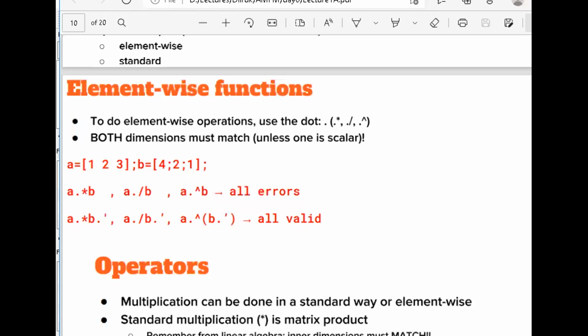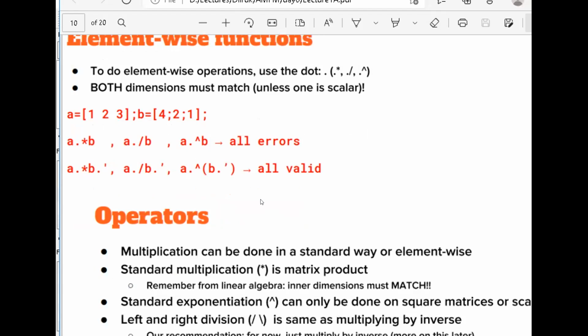So I think we are refreshing our memory, right? Yeah, still refreshing our memory.